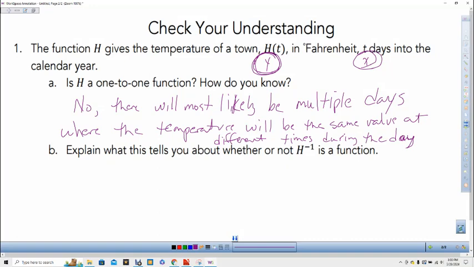All right, explain what this tells you about whether or not h inverse is a function. Well, if we have multiple days where the temperature will be the same, remember, that means that we're going to have more than one x for a given y. If we have more than one x for a given y, that means when you do the inverse, there's more than one y for a given x, and therefore that thing's not going to be a function.